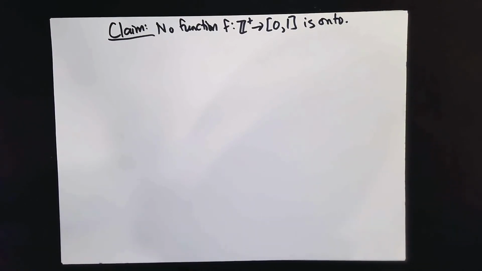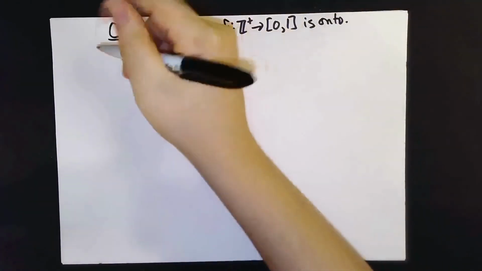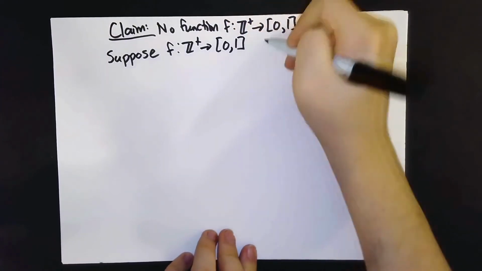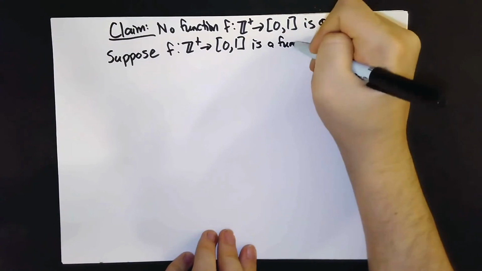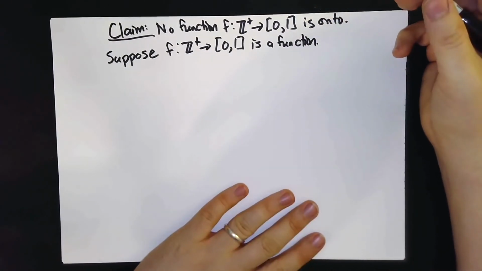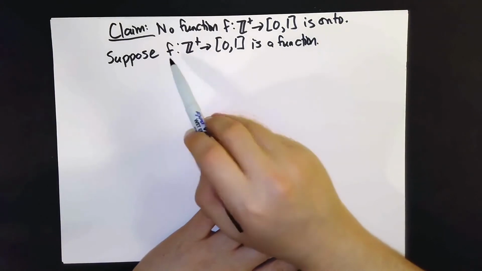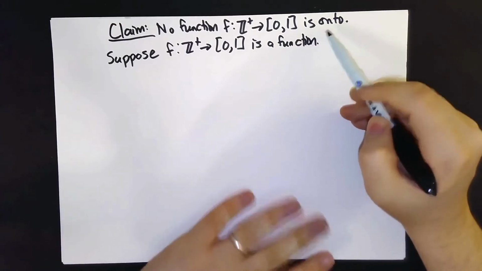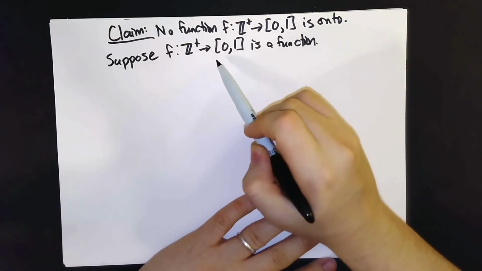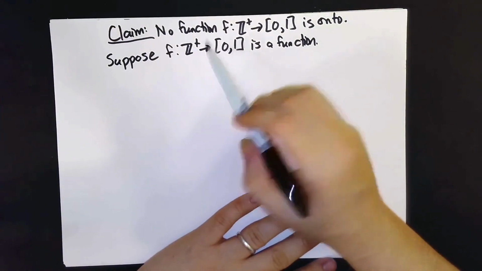But this is how Cantor proves this. So we're going to suppose f from the positive integers to the closed interval [0, 1] is a function. There are two ways to do this, by the way. You could suppose for sake of contradiction that this function is onto and then show it's not. But I don't need to do that. I'm just going to start with any function, and then I'm just going to show you it's not onto.